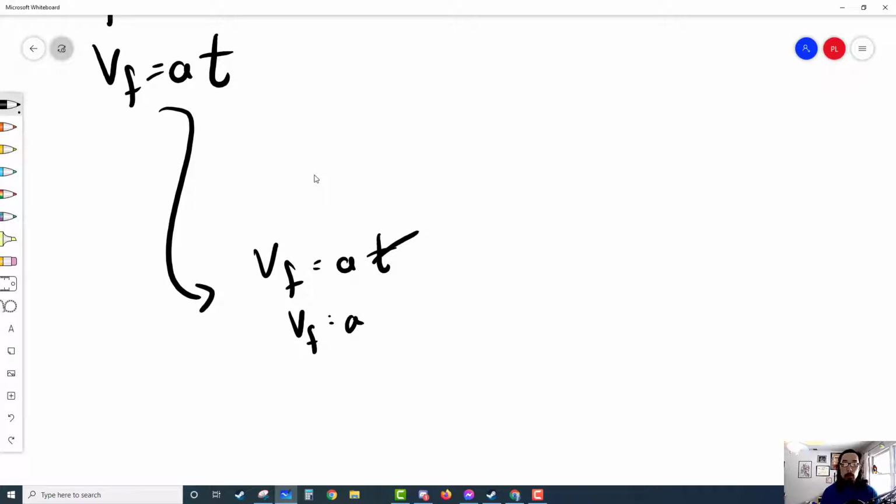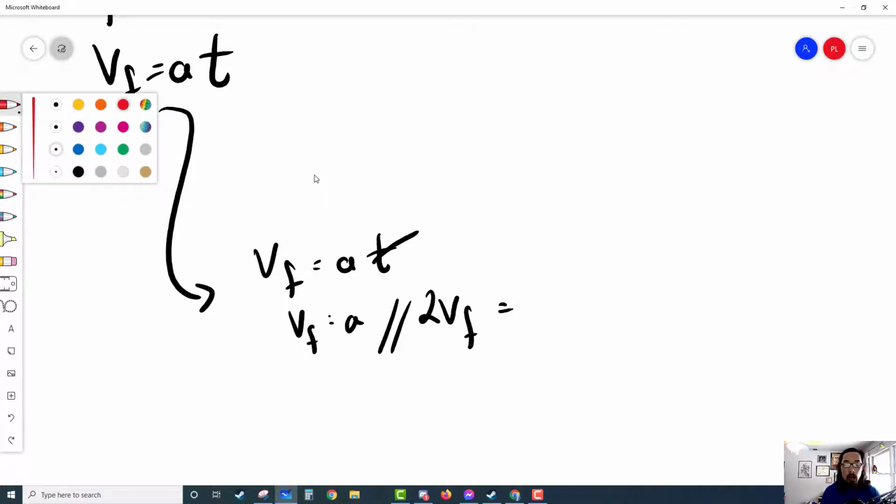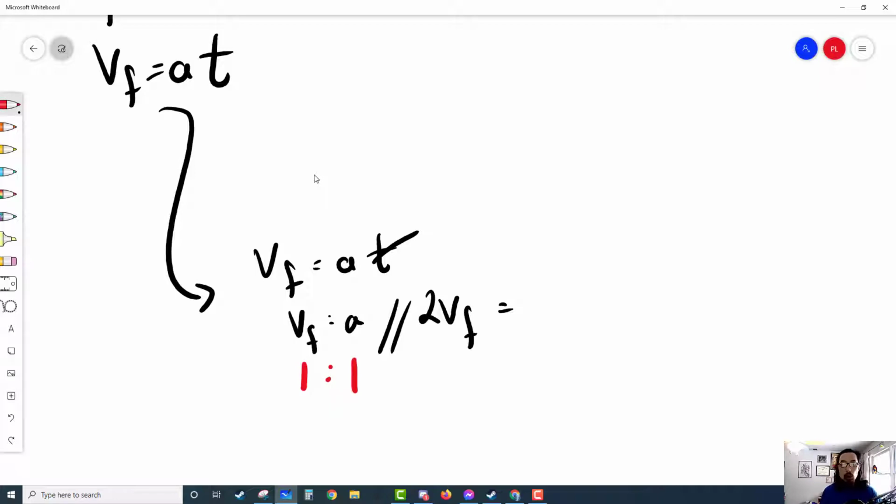Now, within the scope of the problem, if our final velocity were to double, so we get 2VF, we want to keep this relationship here. What I mean by that is, we have here a 1-to-1 ratio. And the reason we know this is because even though we didn't write the number 1 in front of VF, technically there's a 1. Even though there's no 1 in front of the A, technically there's a 1. So this is a 1-to-1 ratio.